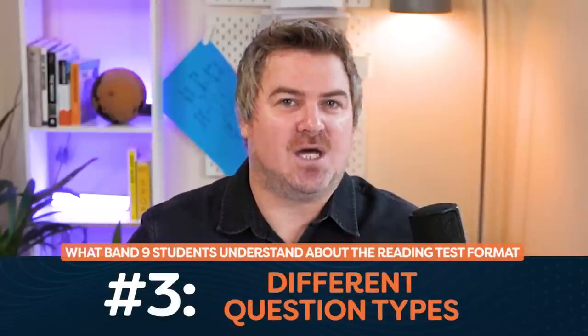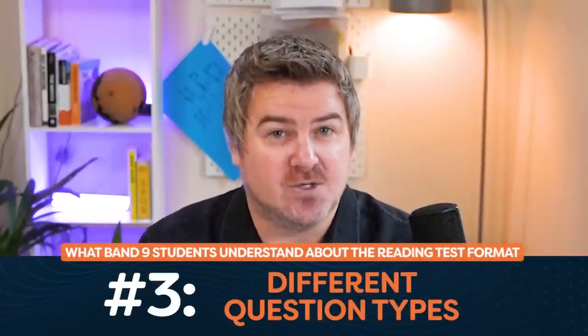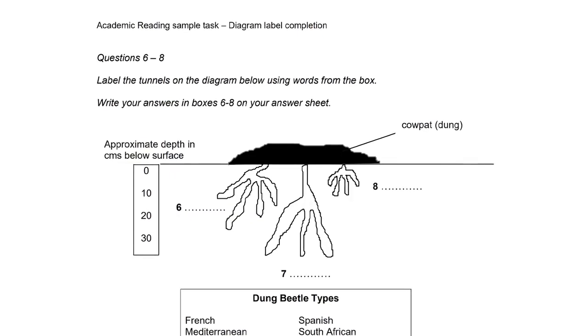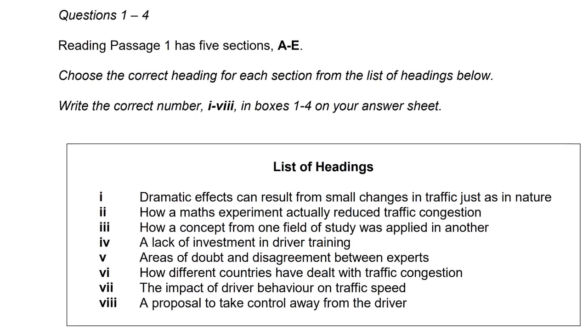The third big thing, and this is probably the biggest thing when it comes to the difference between Band 9 students and Band 6 and 7 students, is that Band 9 students understand that there are many different types of questions that you might get. You might get true, false, not given, multiple choice, labeling questions, short answer questions, matching headings questions, and on and on and on.